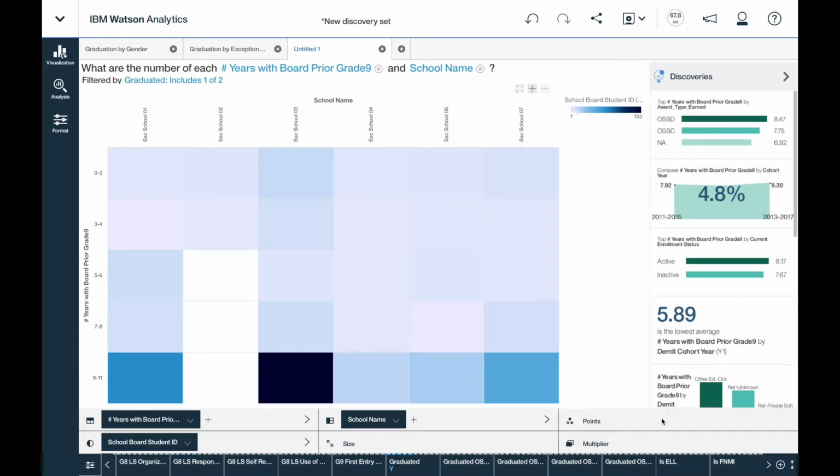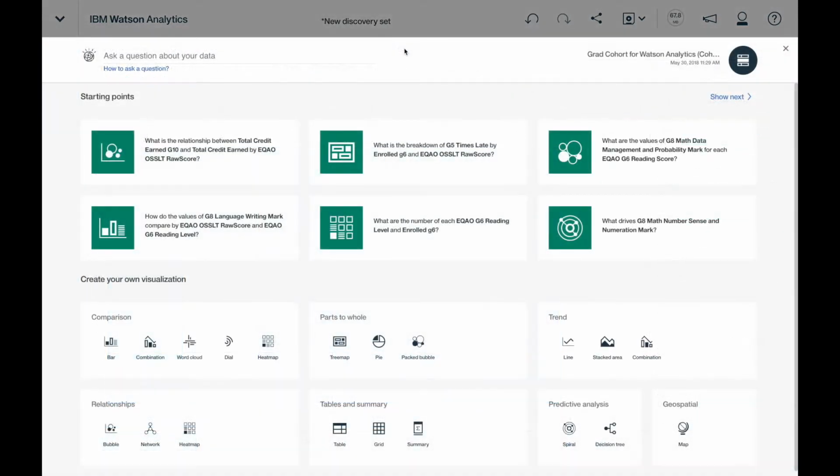I can see that as the number of years increase, the color gets darker, which tells me that the longer a student is in a school board, the more likely they are of graduating. Now, the analysis that we've done so far is similar to what can be done with Cognos and other business intelligence tools. The real value of Watson Analytics is how it can analyze our data and uncover the drivers. I want to ask it a more specific question of what drives graduated?